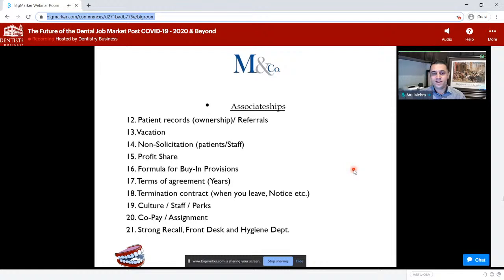The terms of the agreement. How long is the agreement? Is it 1 year? Is it 3 years? Does it renew? So these are things to look into. Termination of the contract. What happens when you leave? Do you have to give them notice? That kind of thing. You may see that in an agreement.